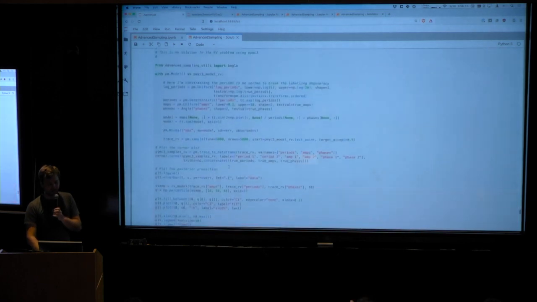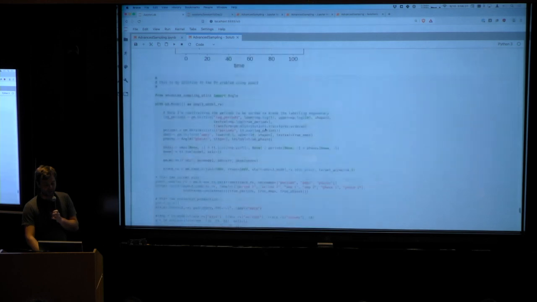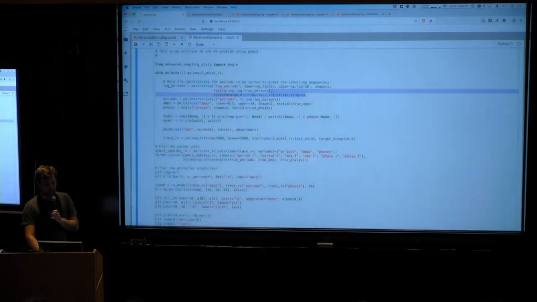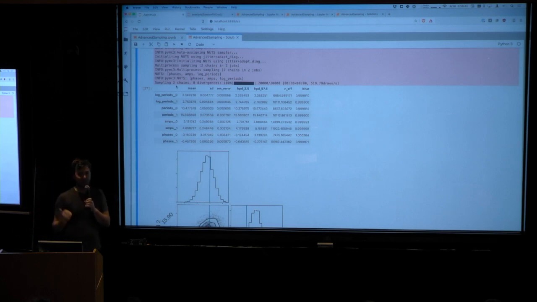Now, PyMC3 is not very good at handling label swapping degeneracies like that. The way that I dealt with it was to force the results to be ordered by period. So period 1 always has to be less than period 2, and that breaks the degeneracy. Then PyMC3 does a great job and has no trouble sampling it very quickly. But it's sampling a different problem than Dynasty was.